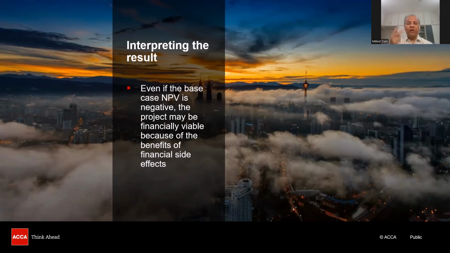So, two calculations which you make. Base case NPV might be negative, but if you combine the total value generated with the value of financial side effects, it may turn out to be positive, and that may mean that you should go ahead and accept the proposal. And therefore, interpreting the base case NPV and interpreting the present value of side effects is very, very crucial for you. Very crucial.